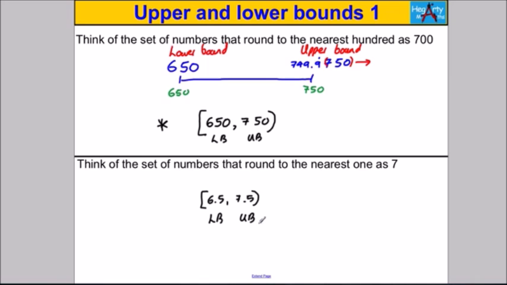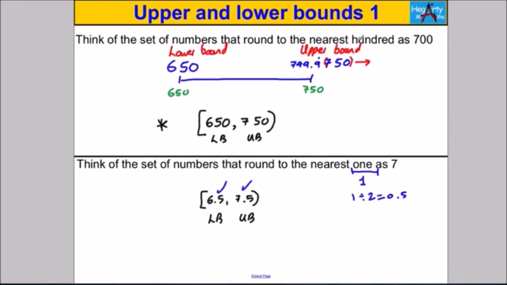And that's what upper and lower bounds are. Way to find the upper and lower bound. If someone has told you a number has been rounded to the nearest 1, that's the digit 1, you half that number, so you do 1 divided by 2, you get 0.5. If you subtract that from 7, you get 6.5, if you add it to 7, you get 7.5. Your upper and lower bounds super easily.